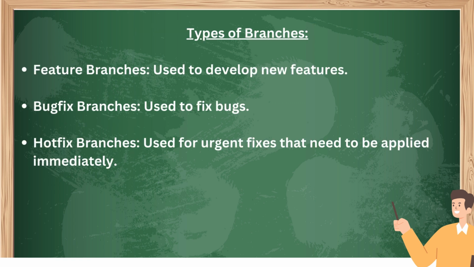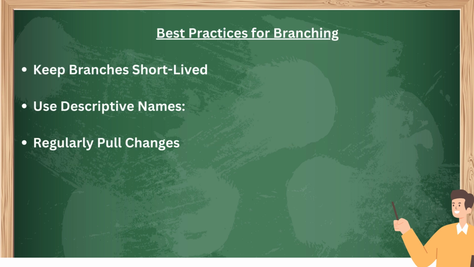What are the general types of branches? The first one is feature branches, which are used to develop new features. The next one is bug fix branches, which are used to fix bugs. The next one is hotfix branches, which are used for urgent fixes that need to be applied immediately. So these are the three main branches which we are using.